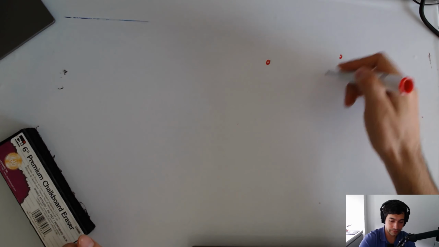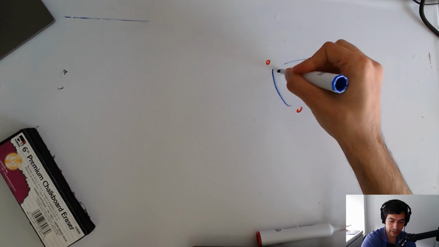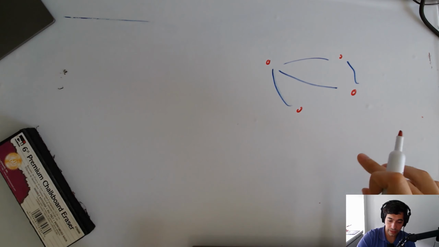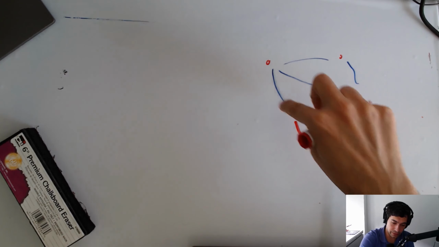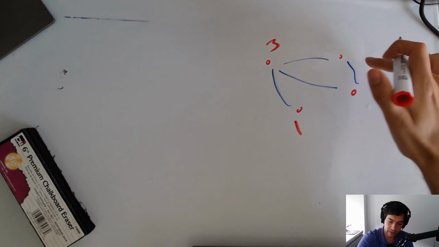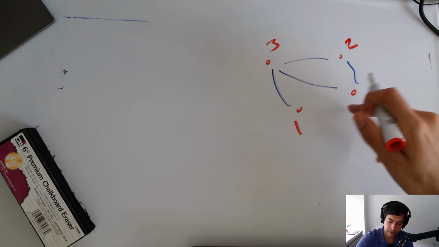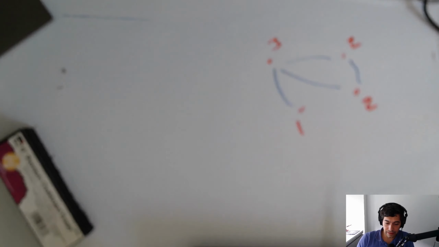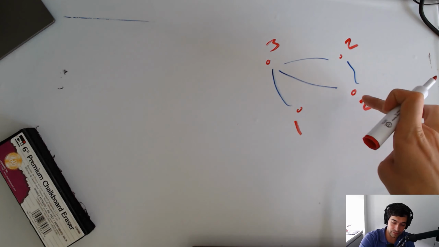So nodes, vertices, the same thing. And we can connect these with edges. Now, the degree of a node is how many edges are coming out of it. So here we have one edge coming out of this node. Here we have 3 edges coming out of the node. So the degree is 3. Here, for this node, we have 2 edges coming out of the node. So the degree is 2. And here we have 2 edges coming out of the node. So the degree is 2. Again, the degree of a node is how many edges are coming out of that node.